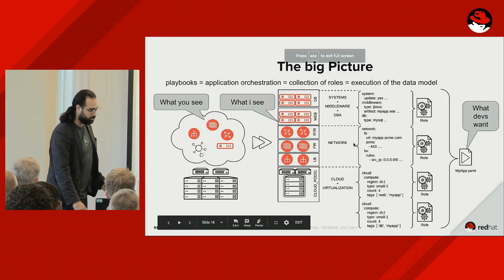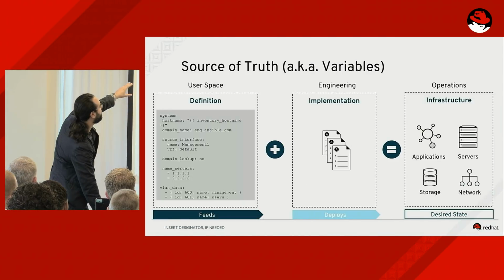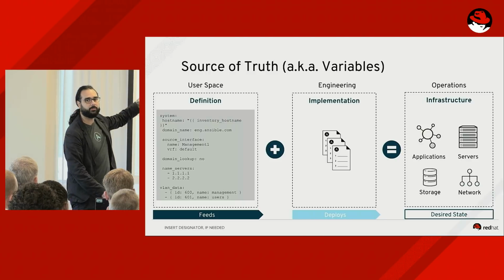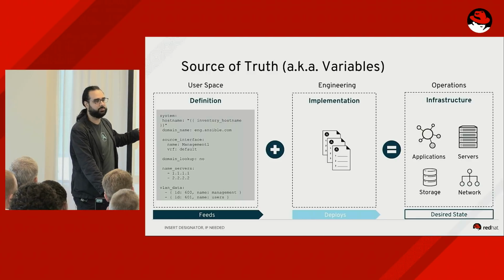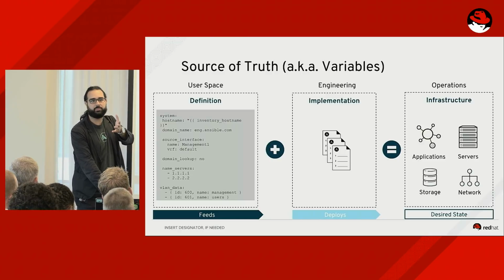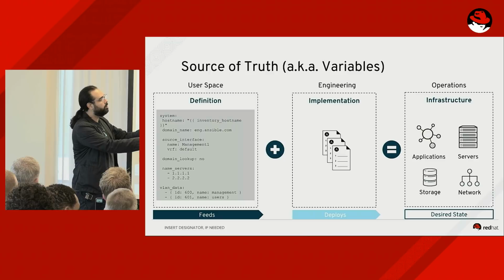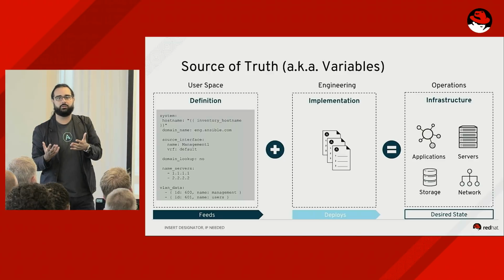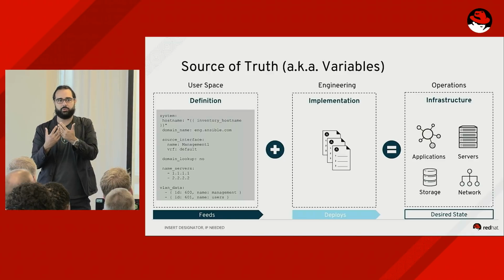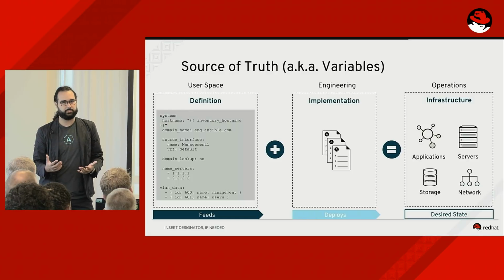So the implementation: you have a source of information, which we call the source of truth, which are basically variables and values. You have an implementation, which are the roles and the implementations that we as network experts will do. And those together will define what the infrastructure and resources are that we are deploying and the configuration we have applied to the device. Does it make sense for everyone?